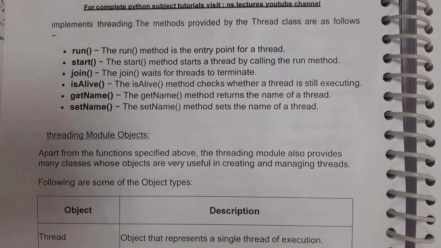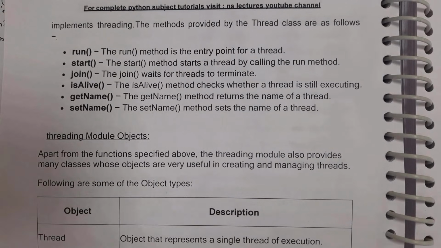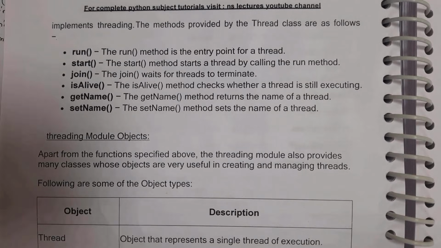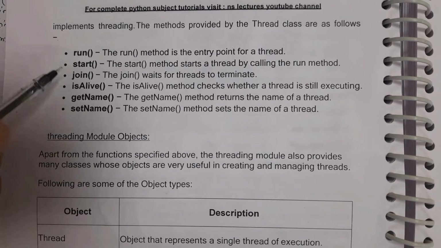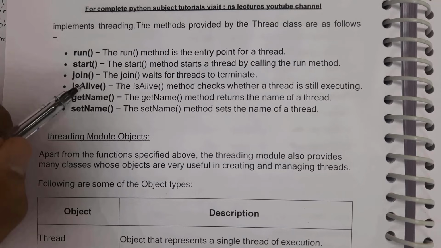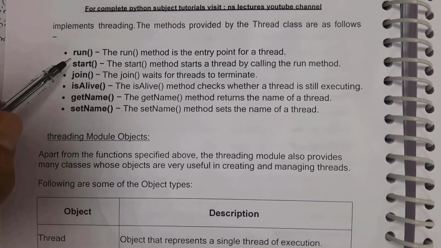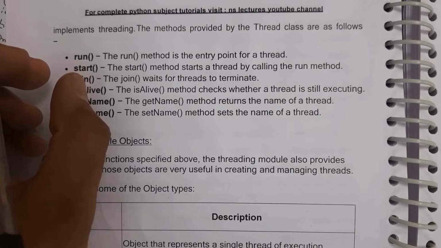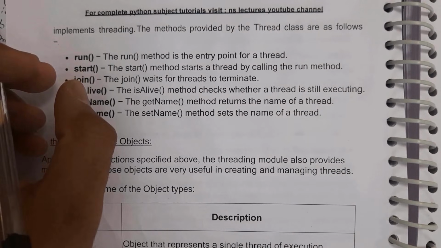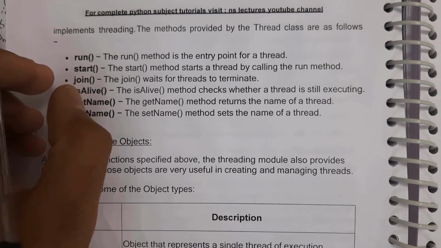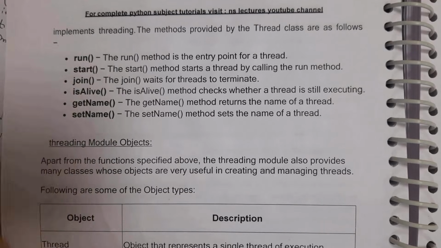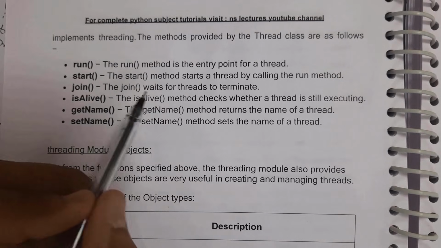And this threading module contains the Thread class. This Thread class contains the following methods. They are the run method, start method, join method, isAlive method, getName method, and setName method. Where this run method is the entry point for a thread. By using the start method, we can start a thread, and whenever you want to start any thread, you need to call the run method.